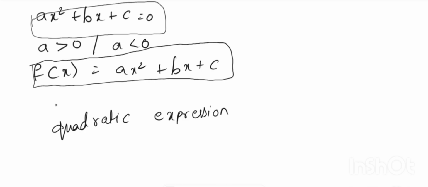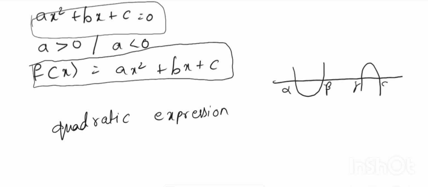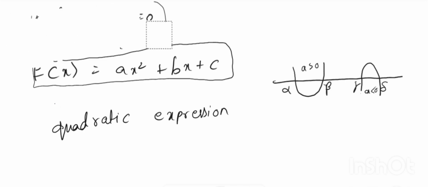And for quadratic equations, if this is the x-axis, the roots will be like this, either like this or here. This can be alpha and this can be beta, or this can be gamma, or this can be delta. How are these possible? This is possible when a is greater than 0, and this is possible when a is less than 0. You will come to know about this as we move forward.